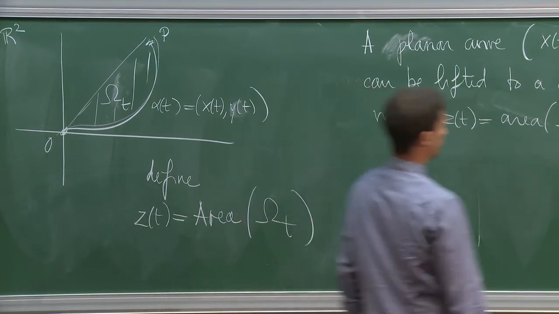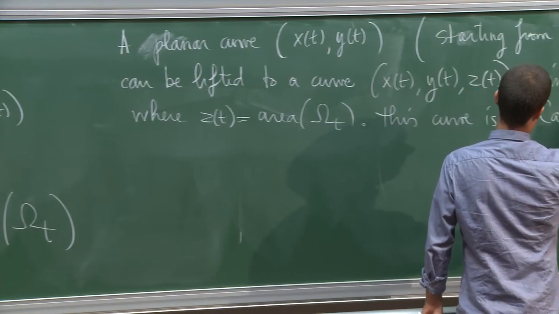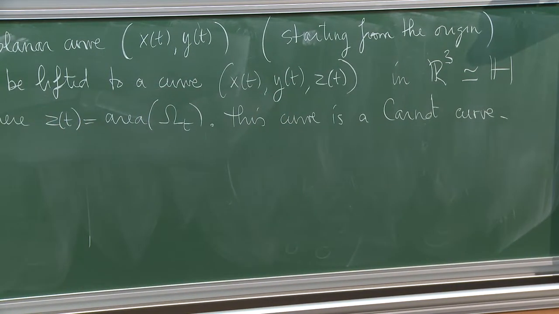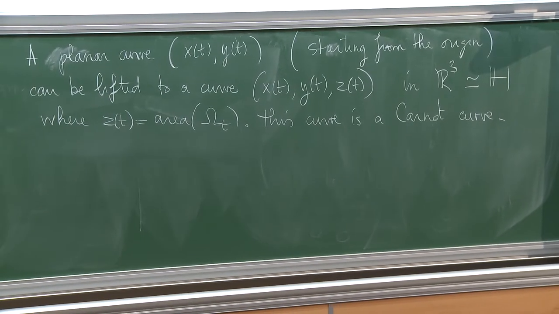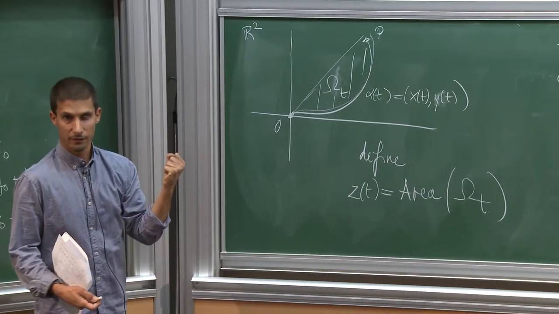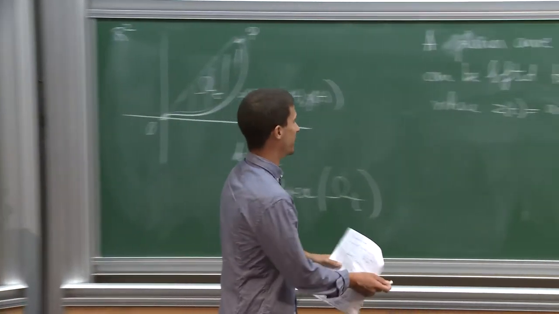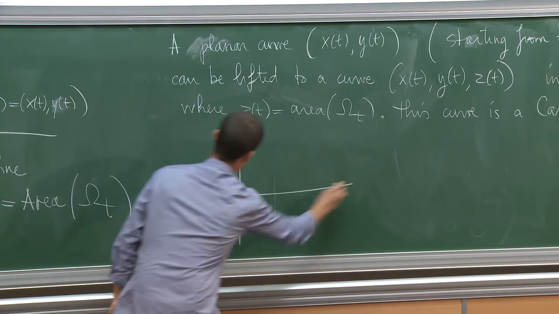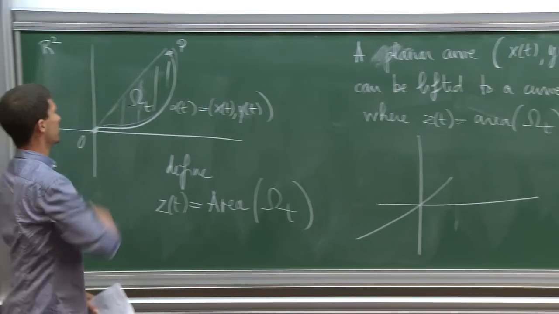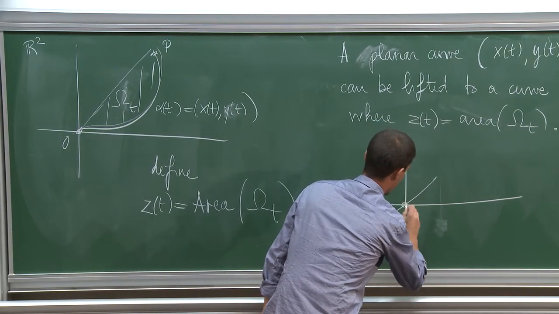And this curve is a Carnot curve. Okay, so indeed you have a correspondence between curves that are lifts of planar curves, where this lift is built with the area, so the third component you add is the area, and Carnot curves. So in this case we start from the origin just to simplify our discussion, but actually it changes nothing.